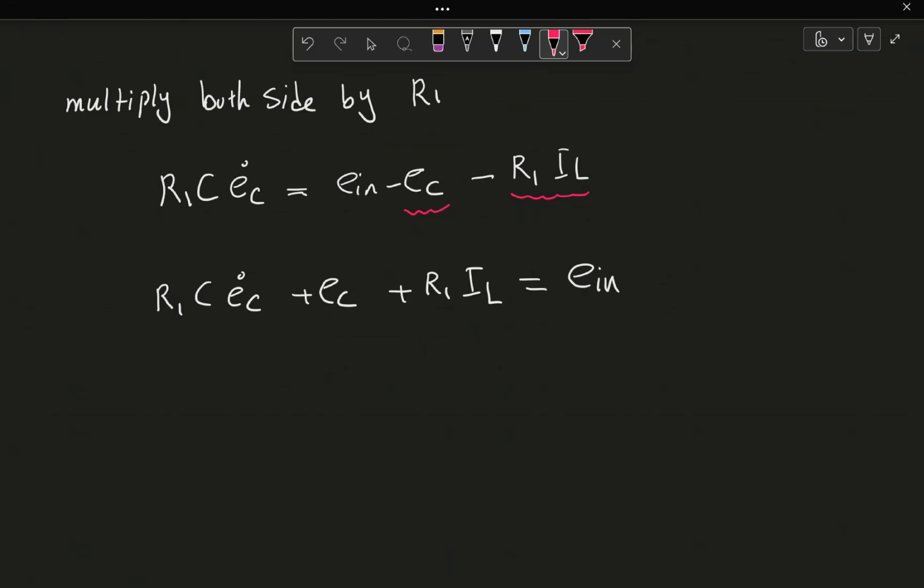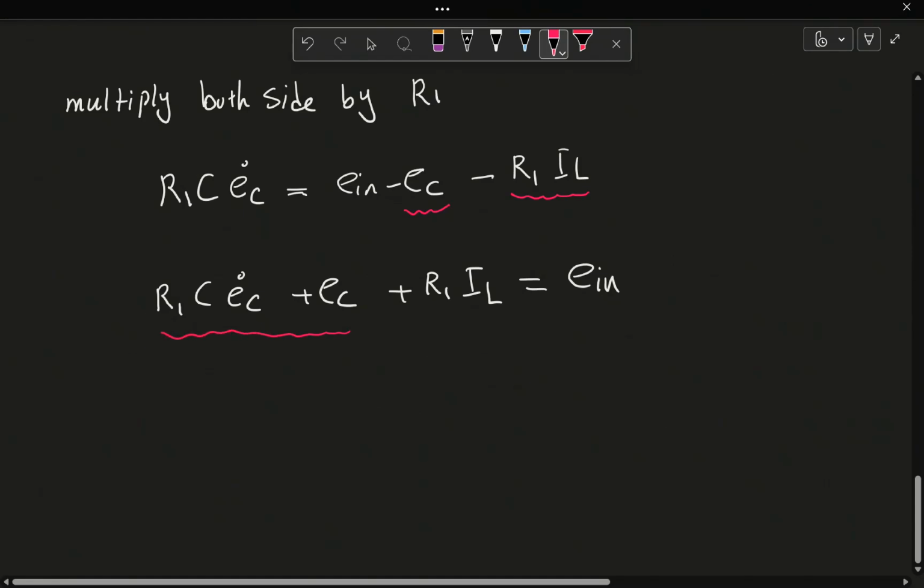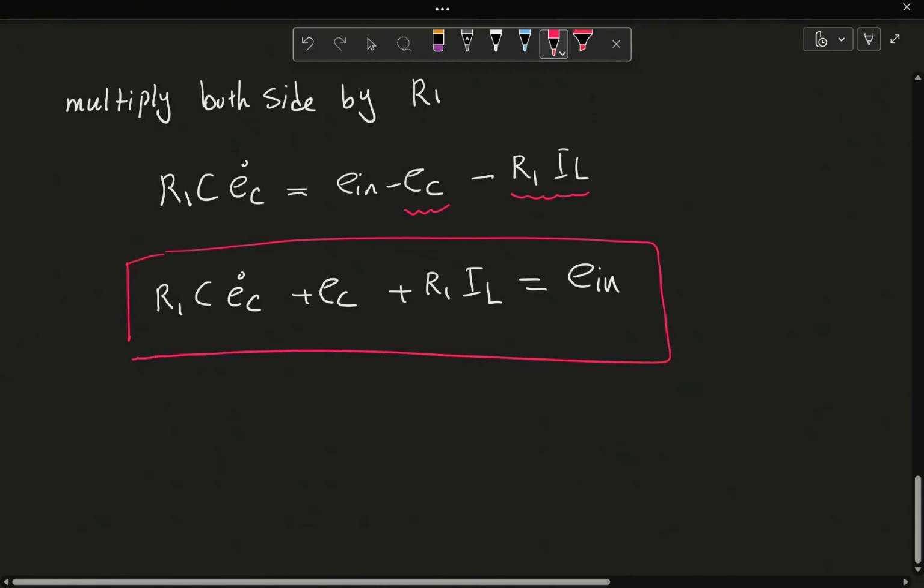Okay, my sanity check. Yes, I have two families, the family of EC and the family of IL. Within the family of EC, I have two members, EC and EC dot. Within the family of IL, only one member. You see that I do not have any sign changes among the members of the families. Yes, so I can safely box this equation and represent it as our ODE.